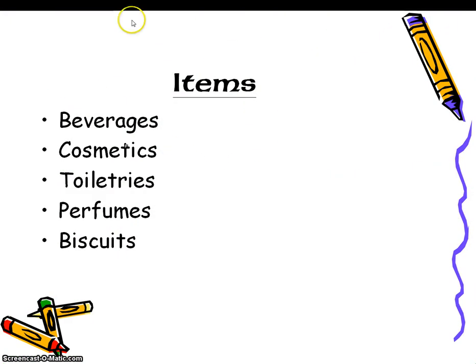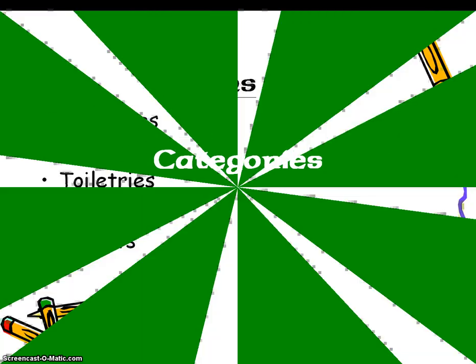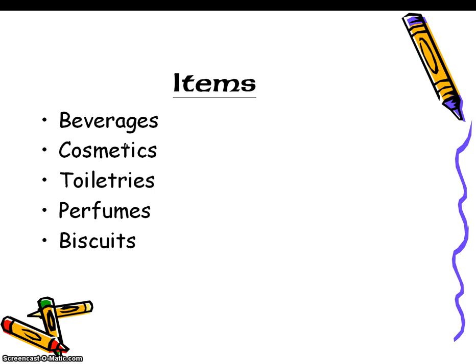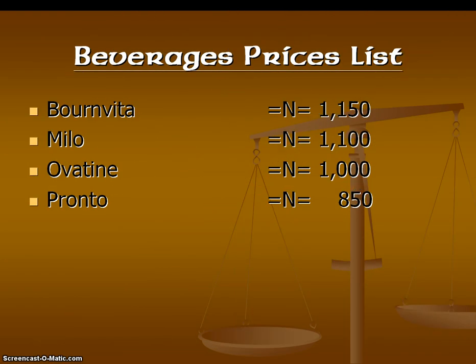So for example, I want to say, okay, we have items like beverages, like cosmetics, like toiletries, like perfumes, like biscuits, and things like that. So I want to keep seeing the items we have at a particular time, which might take me longer than when I was just talking about categories. You understand? So why I would decide to leave this on mouse click is when I want to change it at my own pace.